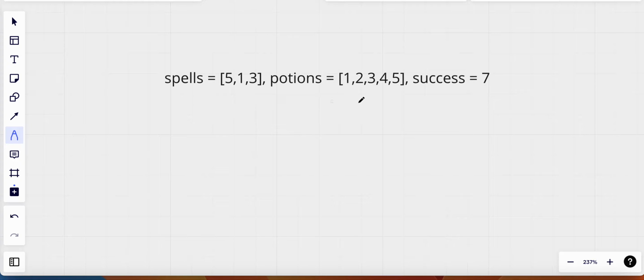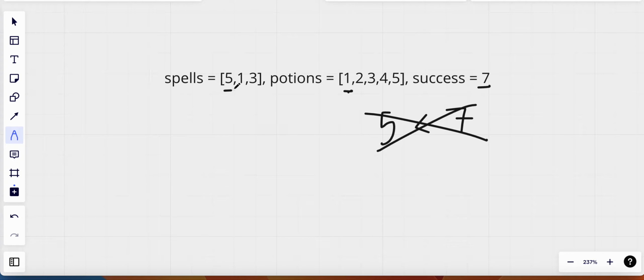So we are given an example here. The value of success is equal to 7. Now we need to find pairs. One value would be from the spells array, the other value would be from the potions array. So we take the first value from spells and potions. Now we take the product of those values. So 5 times 1 is equal to 5, and we know that 5 is less than 7, so we cannot count this as a successful pair.